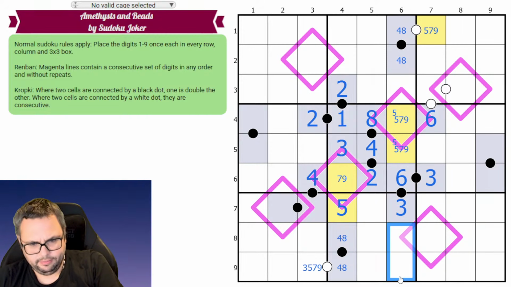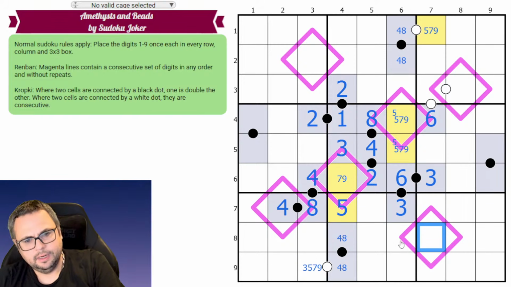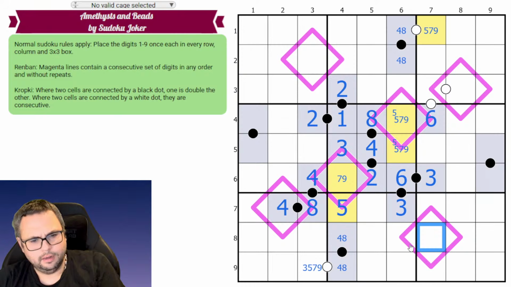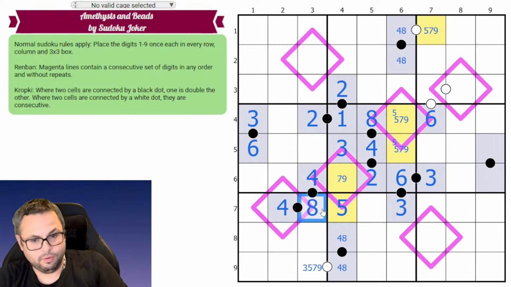There's a 2 down here somewhere. Interesting. This is 2 or 8, by the way, and it's only an 8, actually, which makes that a 4. Okay, this is now a 3-6 dot, because it doesn't have a 2 or a 4 on it.